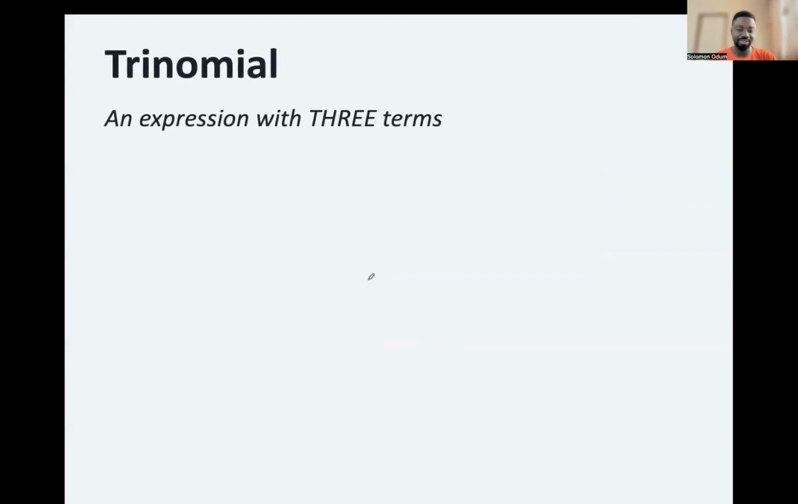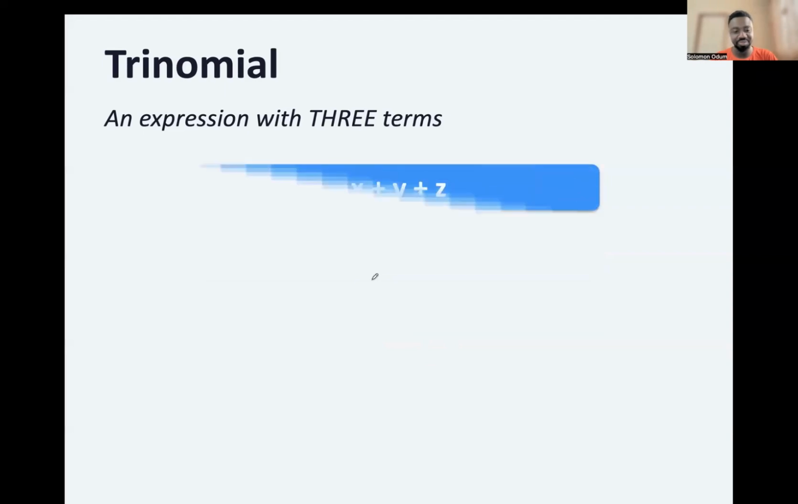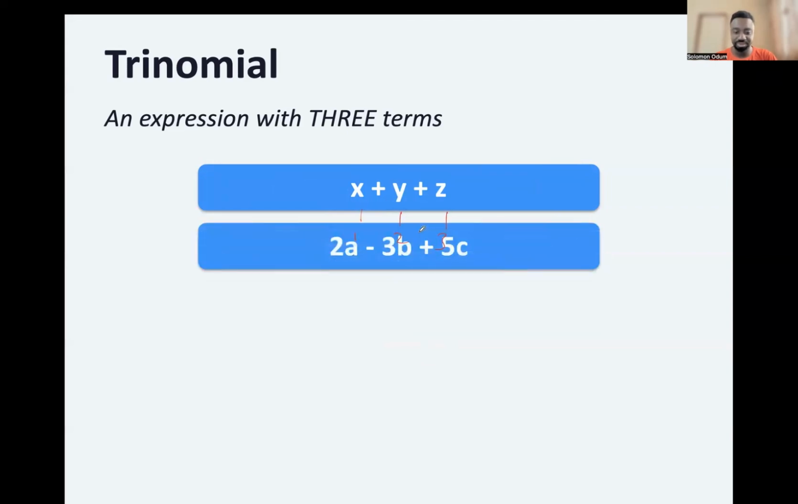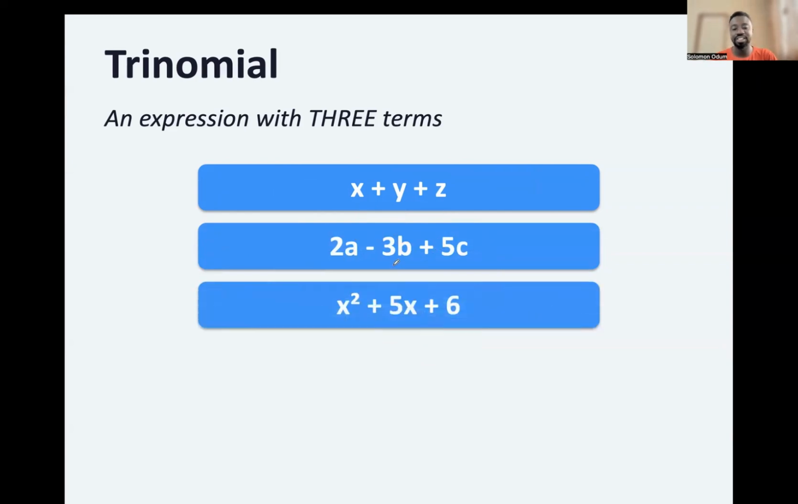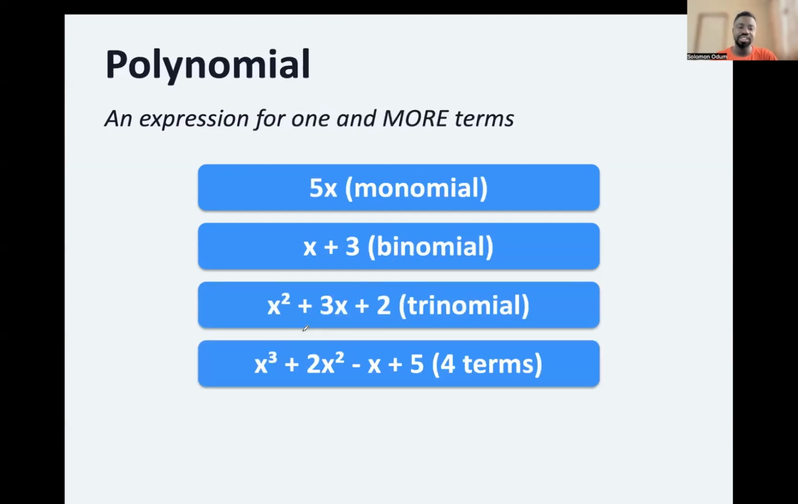Now, what's a trinomial? From the word tri, meaning three, we have three terms. This is one term, this is two terms, and this is the third term. Good. And we have another one, 2a minus 3b plus 5c. It's also a trinomial. And x squared plus 5x plus 6 is also a trinomial.